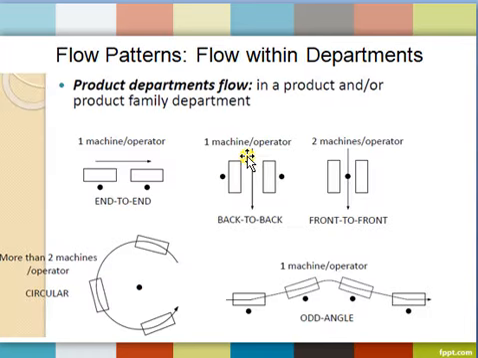In product department flow, the layout is obtained by product process or family department. The flow pattern within the department can be arranged by the position of the operators. They can be end-to-end formations, back-to-back, front-to-front formations. The pattern may have a circular or odd angle shape.